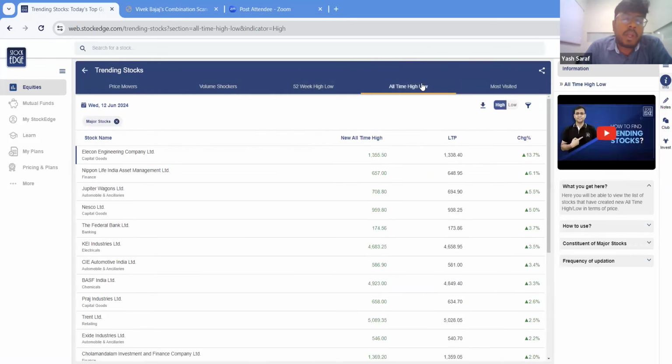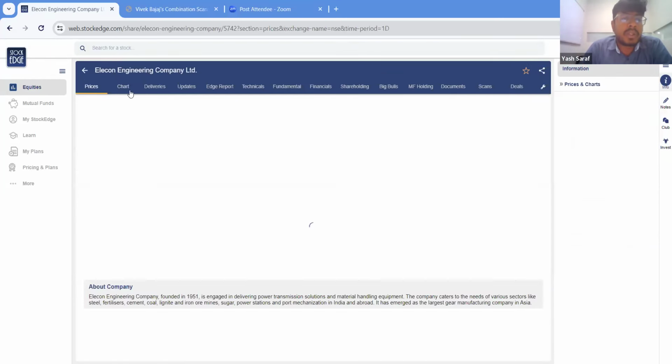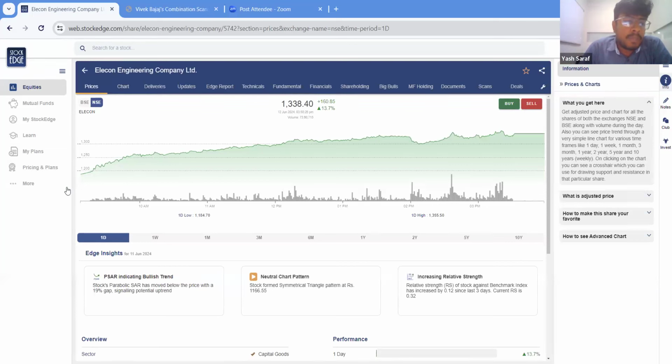I was saying about the 52-week high low breakouts and all-time high low breakouts a few times back. So in the intraday itself, you will get to know from these two sections, 52-week high low and all-time high low, which are the stocks giving an all-time high breakout or which are the stocks giving a 52-week high breakout. As soon as, for example, Elecon Engineering Company, इसका हम लोग चार्ट खोल ही लेते हैं. ये इसका इंट्राडे का चार्ट है.